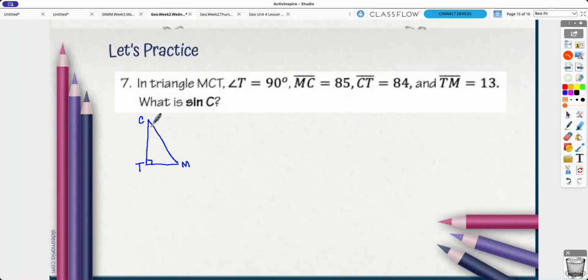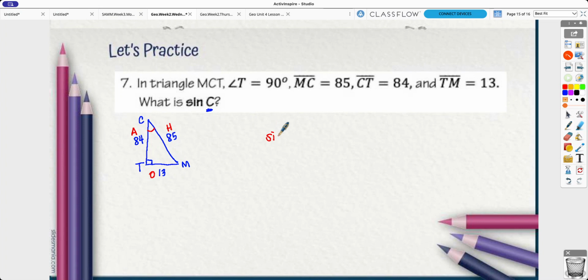MC is equal to 85. CT is equal to 84. And TM is equal to 13. Now, our angle here is angle C. Here is our C. In this triangle, 85 is across from the right angle, that's the hypotenuse. 13 is across from C, that's the opposite side. And right next to C is 84, which is our adjacent side.